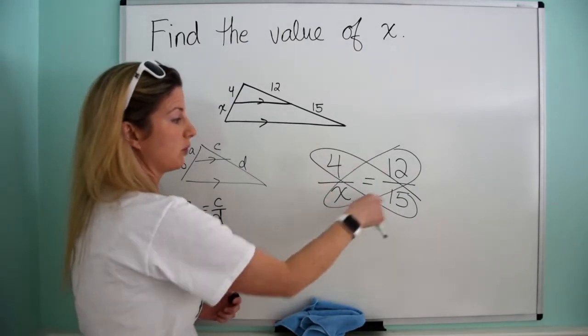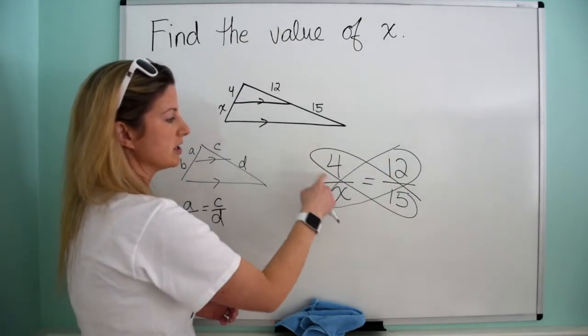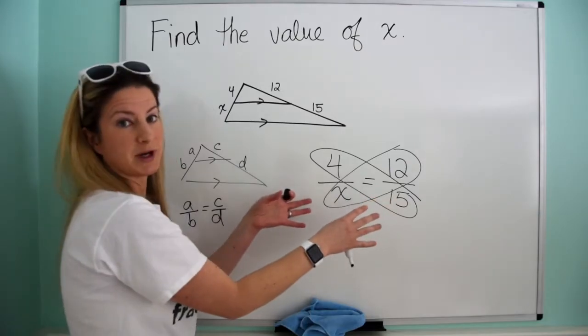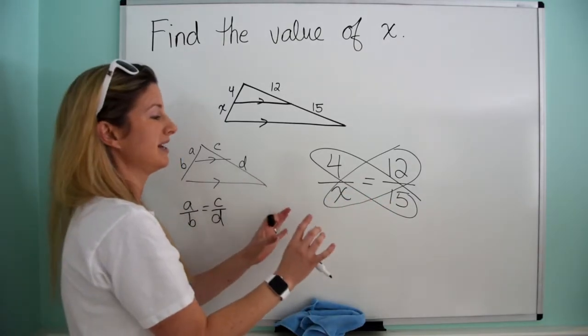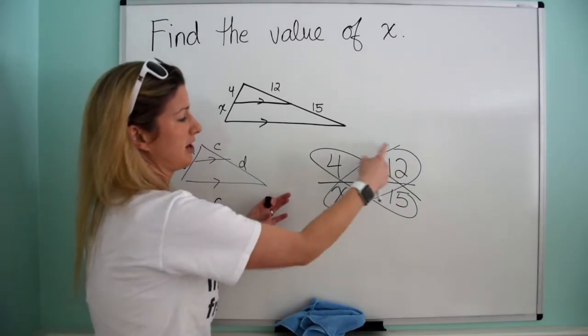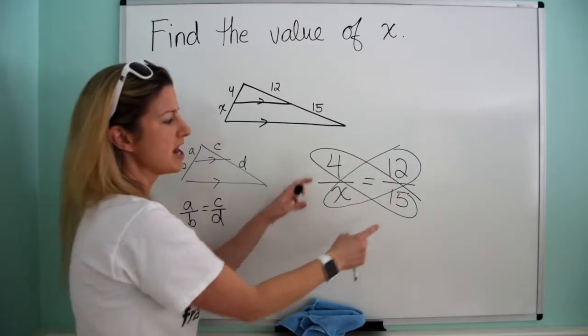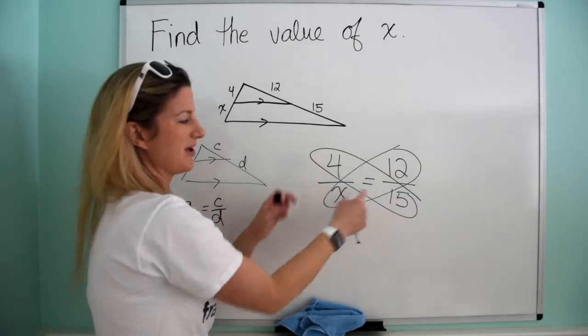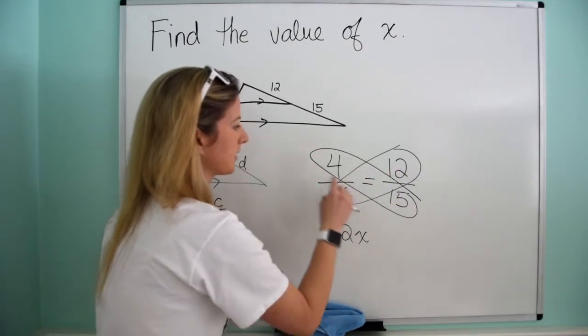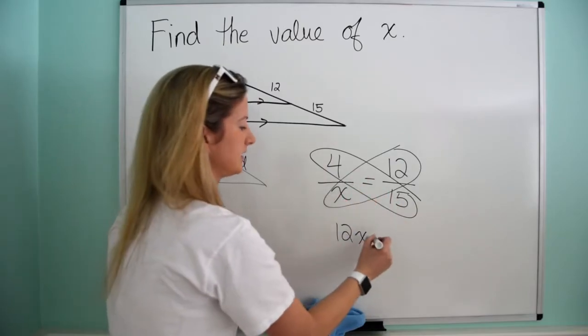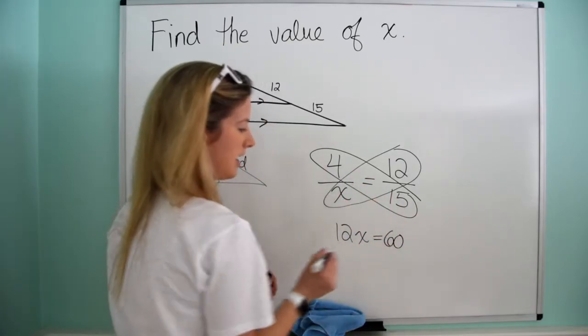And I really think it's important that you actually draw, or make the butterfly, is what I like to say. Make the butterfly so that you can see what you're multiplying. I can't tell you how many times kids accidentally multiply across the top and across the bottom or something like that. You're making the butterfly. So 12 times x is 12x. And 4 times 15 is 60.